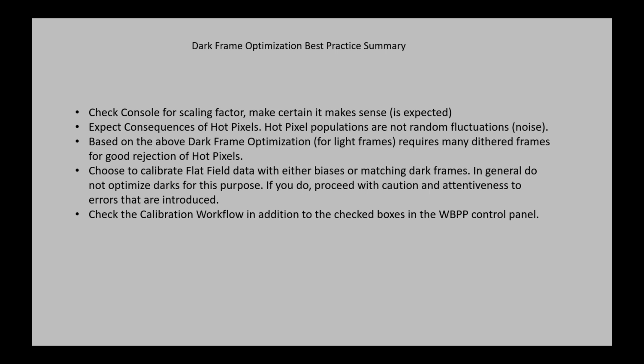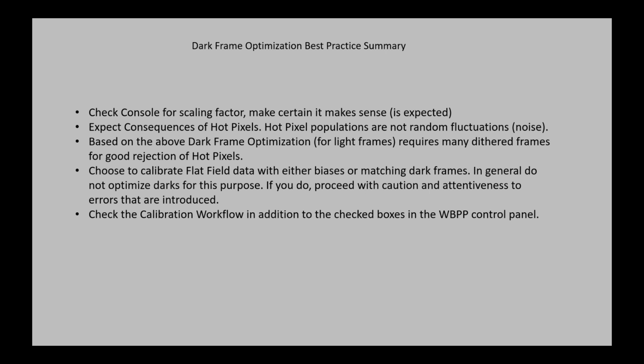And then the second thing is to expect consequences of hot pixels by virtue of the fact you're using dark frame optimization. It means that hot pixels won't be subtracted in the exact way that you might expect. And I just want to stress this idea that hot pixel populations are not random fluctuations. They're more like a fixed pattern noise in that sense. Based on the above, dark frame optimization for light frames requires many dithered images for good rejection of those hot pixels. And then, choose to calibrate flat field data with either biases or matching darks. That's the recommendation I say.